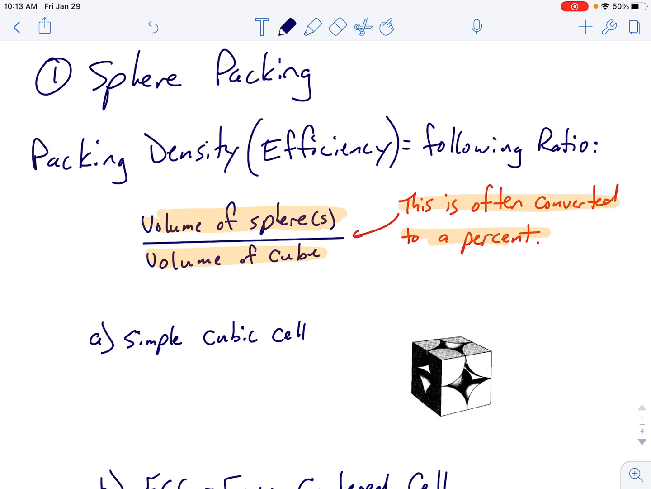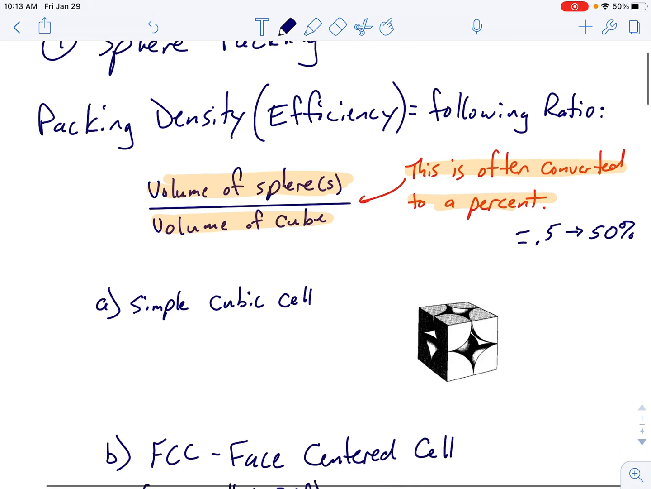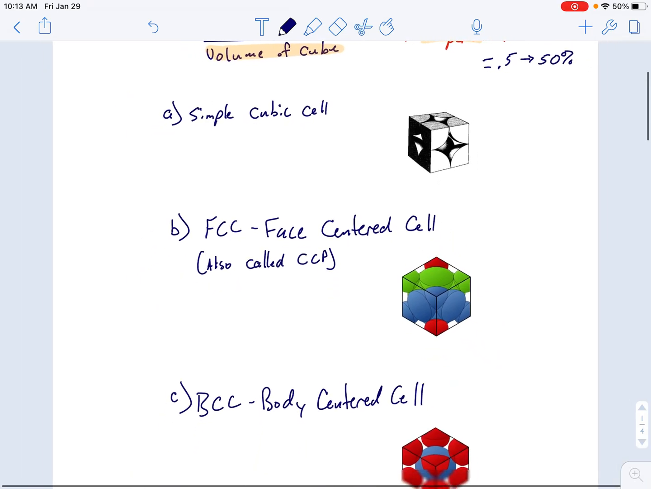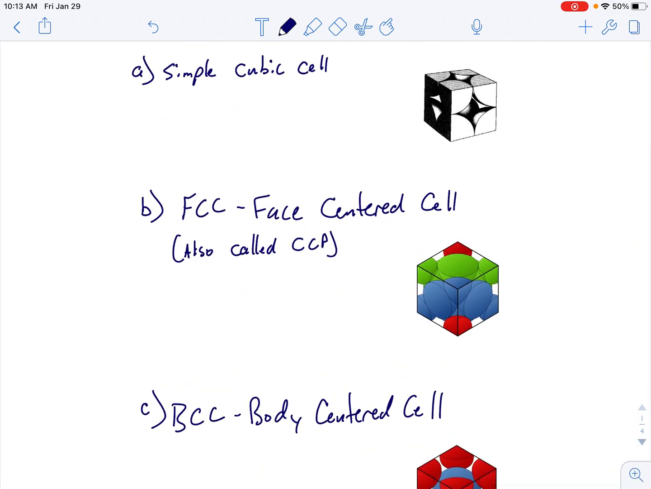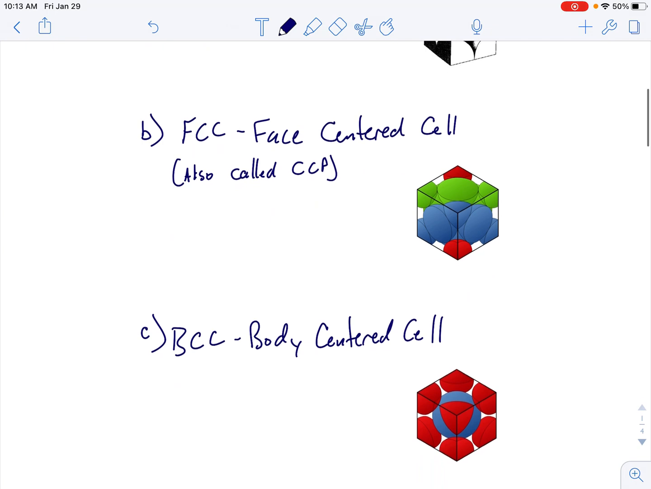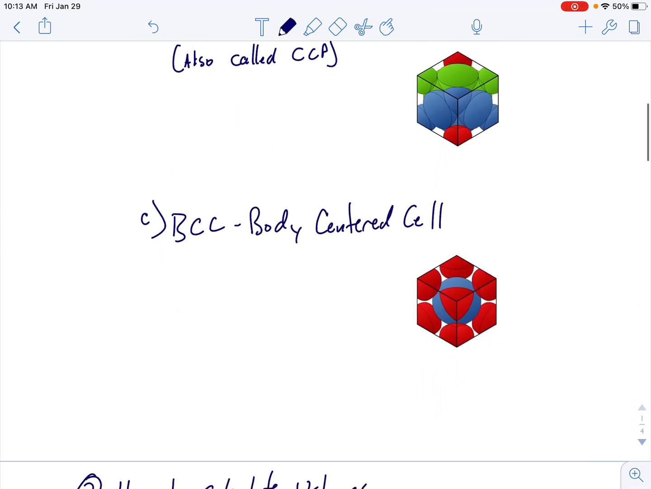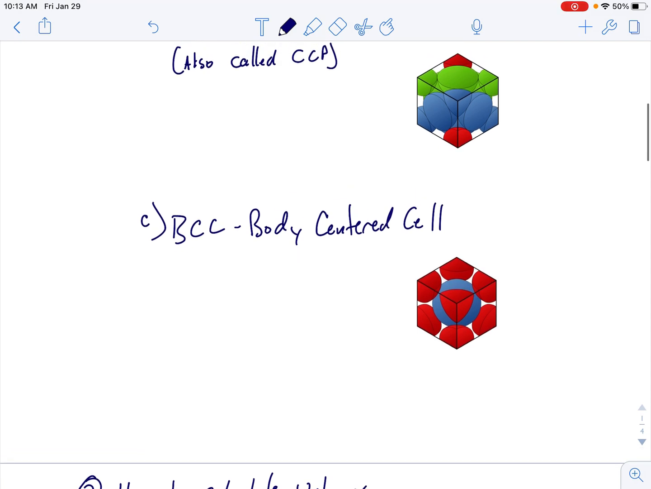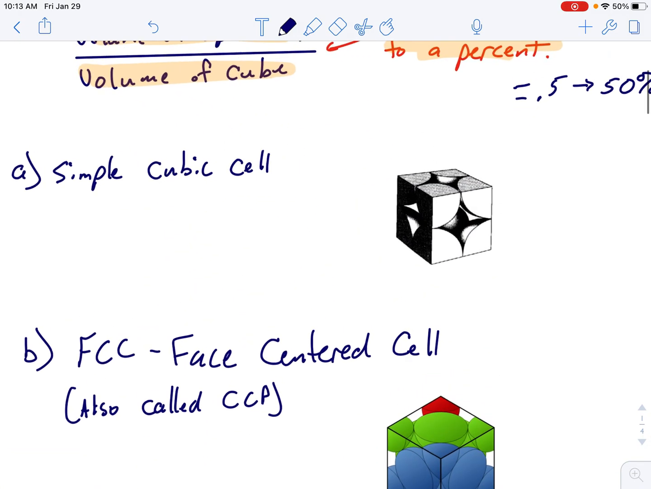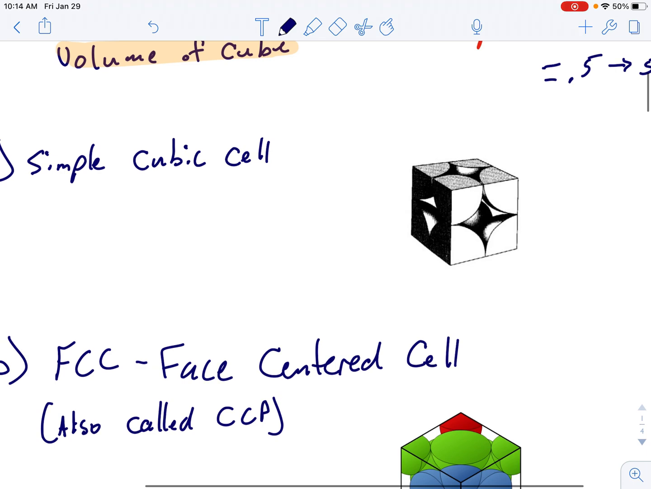So if you worked this out and ended up with a ratio of 0.5, you would then call that 50%. So 50% density or 50% efficiency. We will be looking at three situations: the simple cubic cell, the face-centered cell, FCC, which is sometimes called CCP, and then the body-centered cell, or BCC.